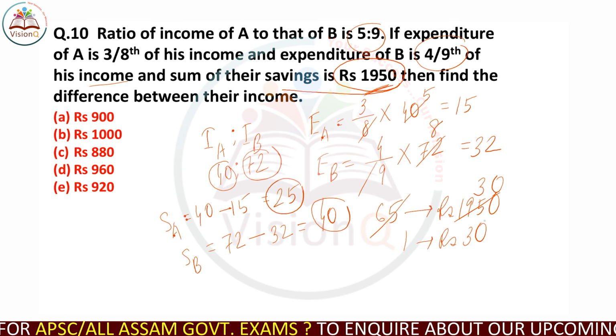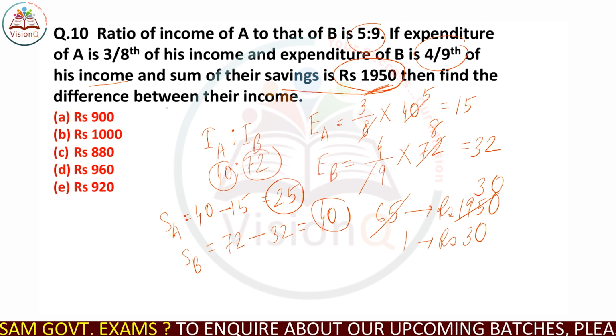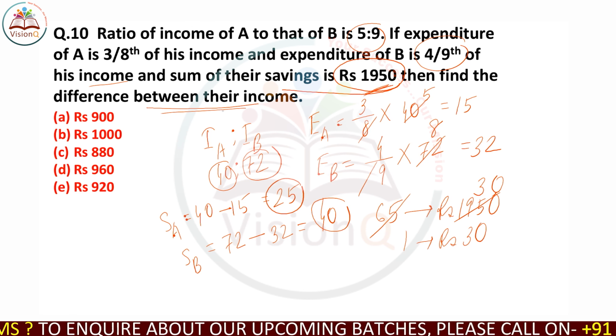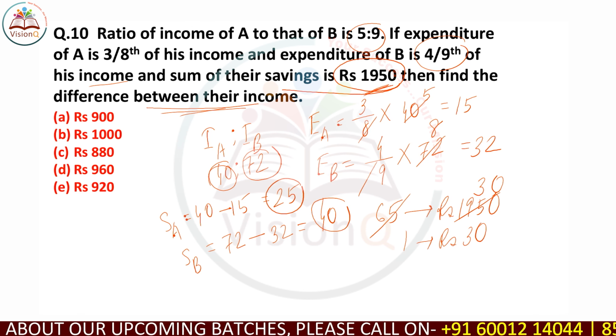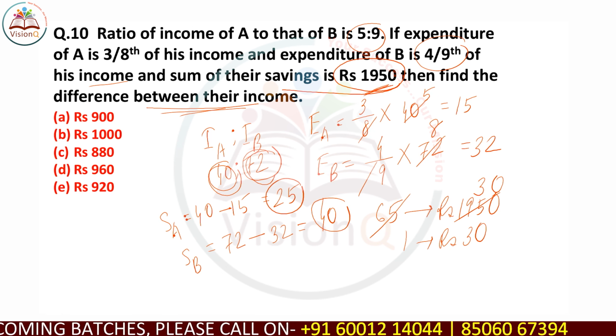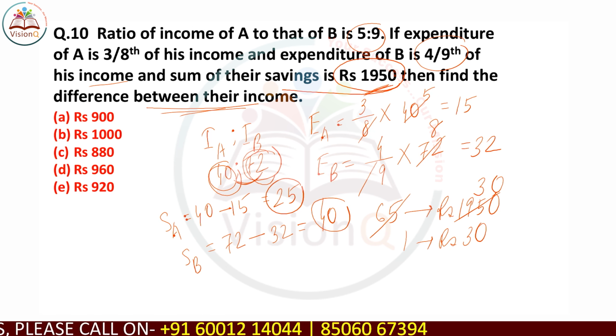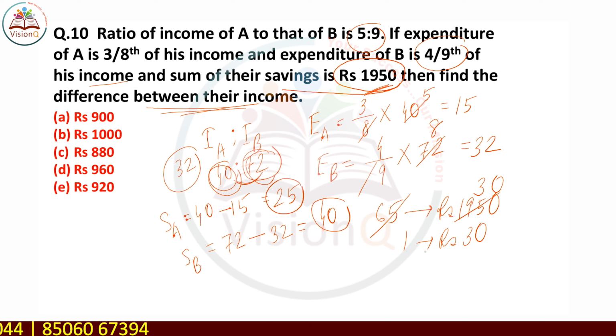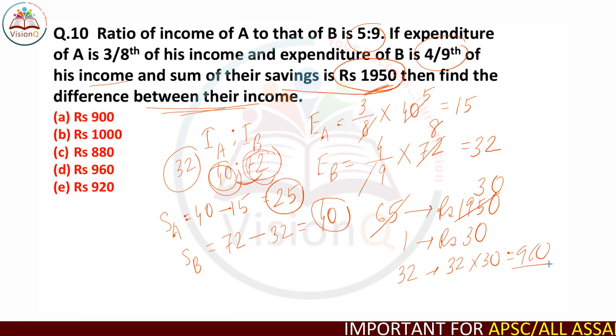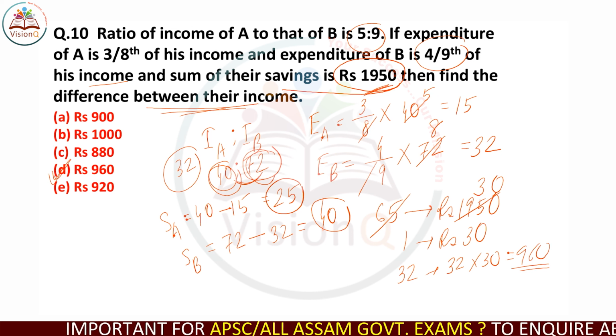If 1 is 30, it is asked to find what? The difference between their incomes. So income of A is 40, income of B is 72. So the difference will be 72 minus 40, which is 32 as per ratio. If 1 is 30, then what is 32? 32 into 30, which is 960. The right answer of this question number 10 is option D, 960.